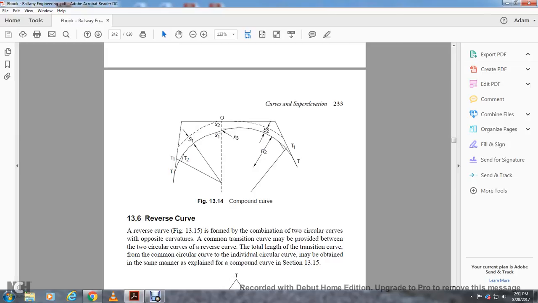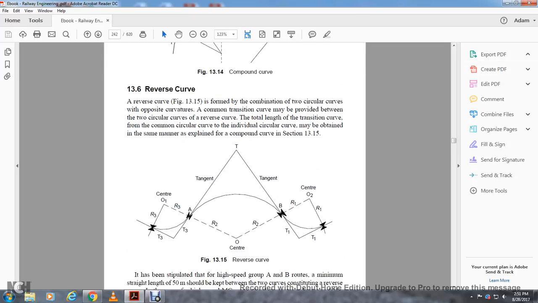Figure 13.14 shows the compound curve with tangent 1, tangent 2, S1, S2, X1, X2, X3. A reverse curve is formed with a combination of two circular curves of opposite curvature. A common transition curve may be provided between the two circular curves. The individual circular curves may be obtained the same way, as explained. The compound curve is shown in Section 13.75.